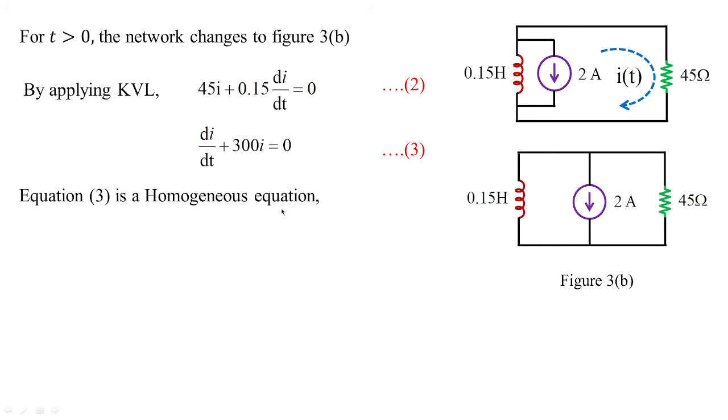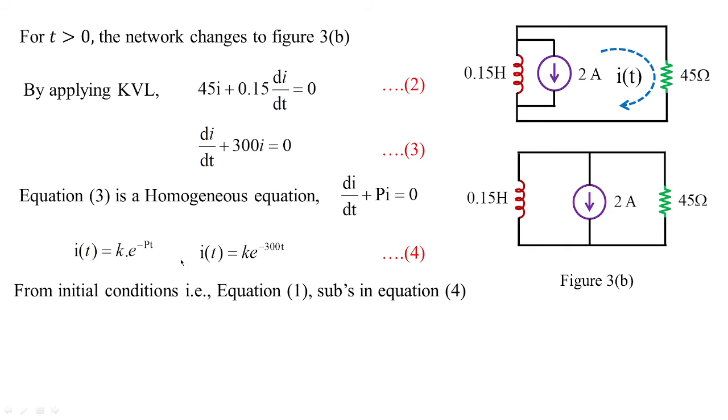It resembles a homogeneous equation. In general, a homogeneous equation is given by di by dt plus pi is equal to 0. The solution for this homogeneous equation is I of t is equal to k times e to the power of minus pt, where you can find the value of k with the help of initial conditions. So the solution of equation 3 is I of t equal to k times e to the power of minus 300t, where the value of p is 300. As I told you, k can be determined from the initial conditions, in equation 4.